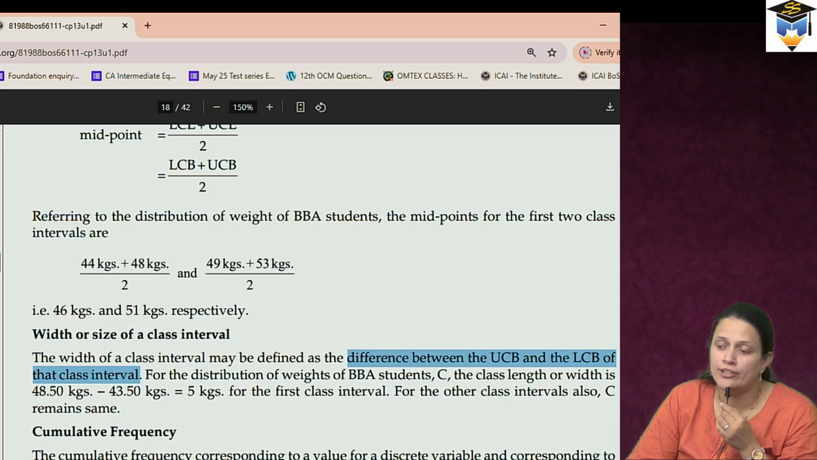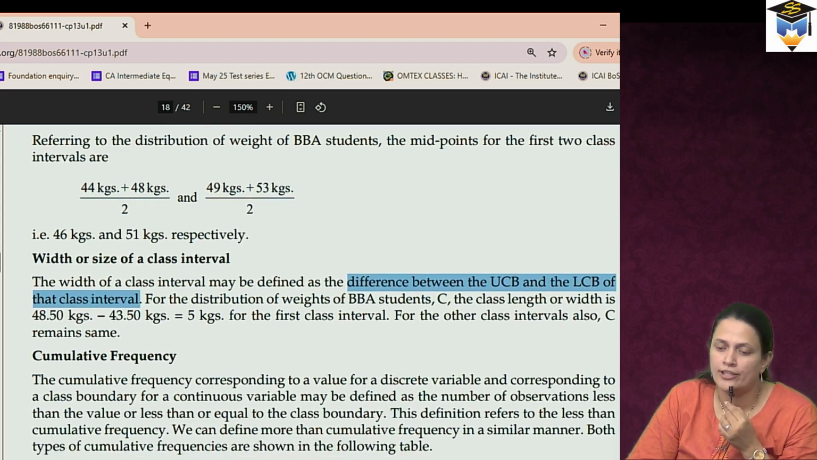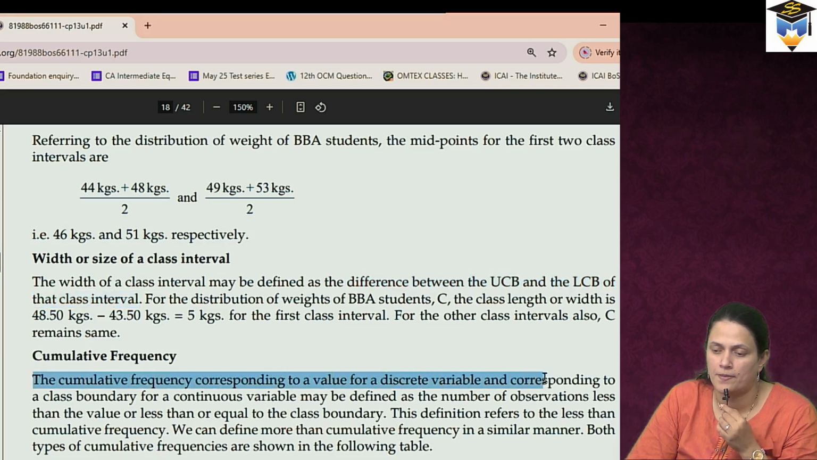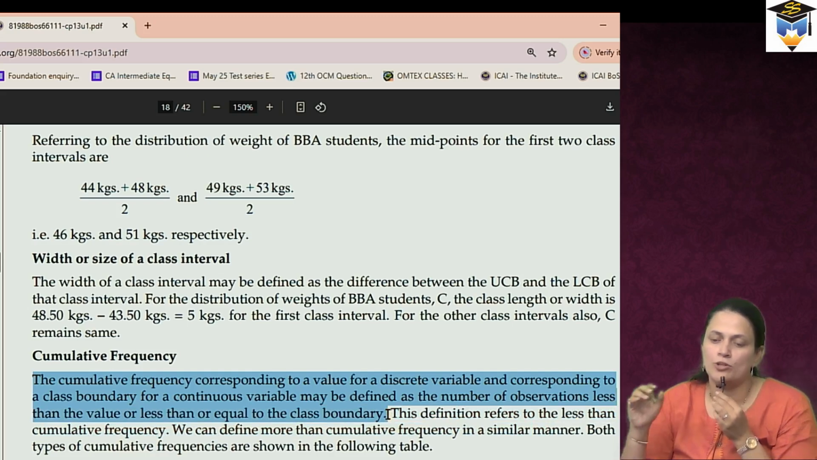Next, cumulative frequency. The number of observations less than the value, or less than or equal to the class boundary. This is cumulative frequency.